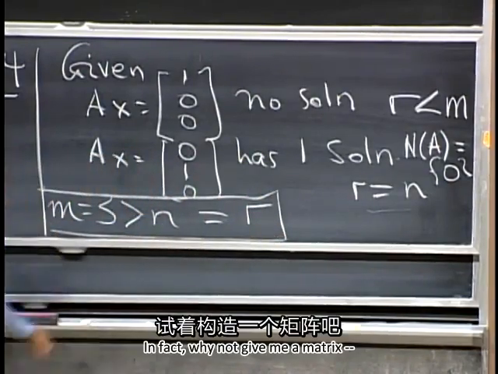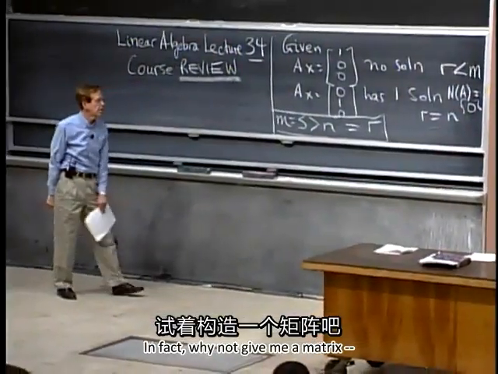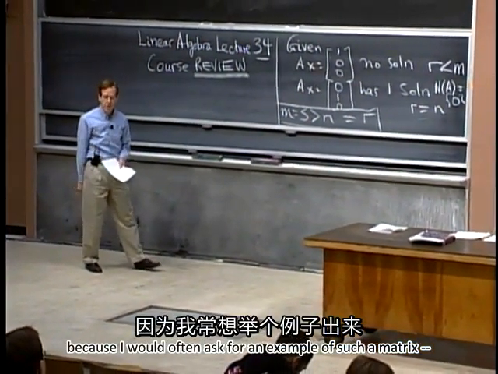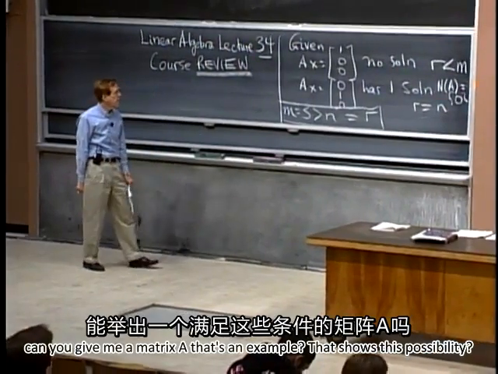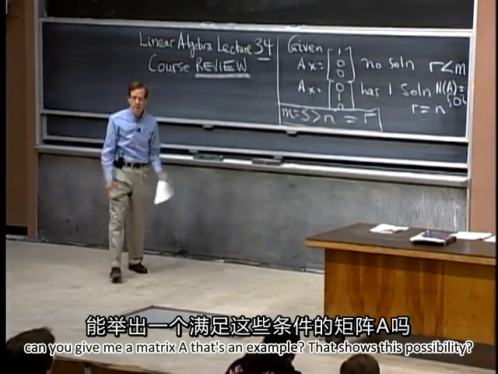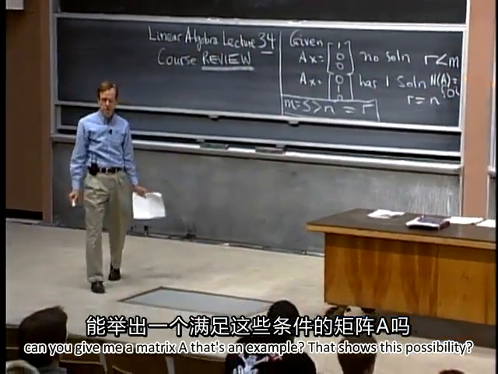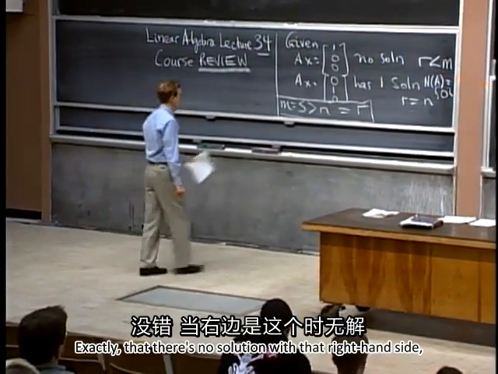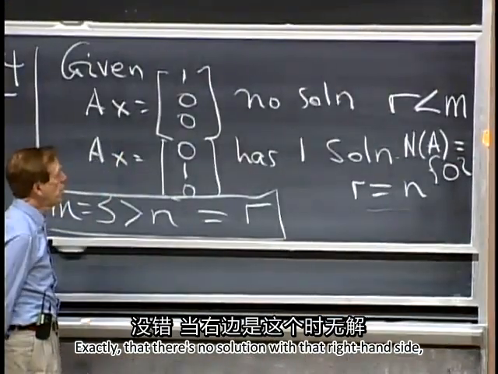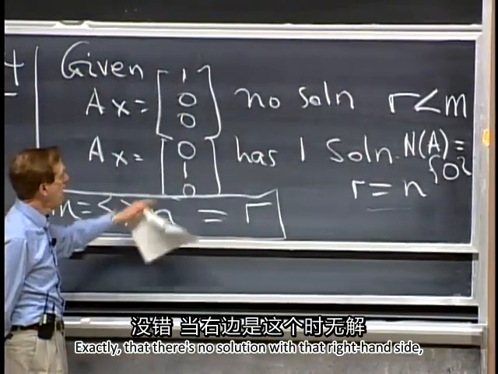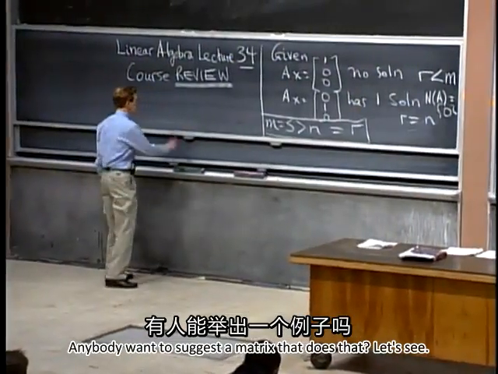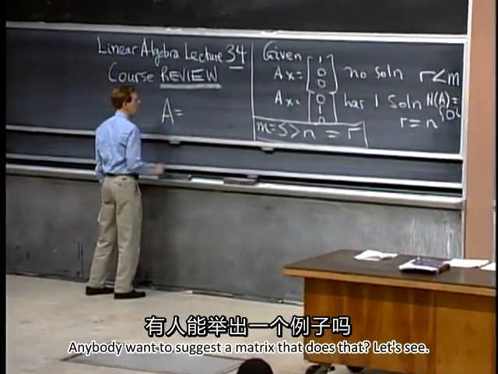In fact, why not give me a matrix, because I would often ask for an example of such a matrix. Can you give me a matrix A that's an example that shows this possibility? Exactly that: there's no solution with that right-hand side, but there's exactly one solution with this right-hand side. Anybody want to suggest a matrix that does that?